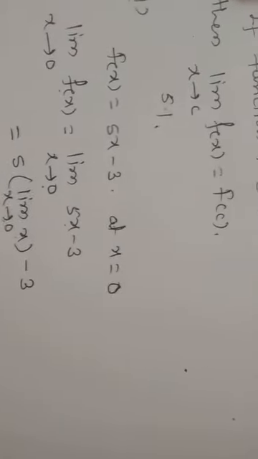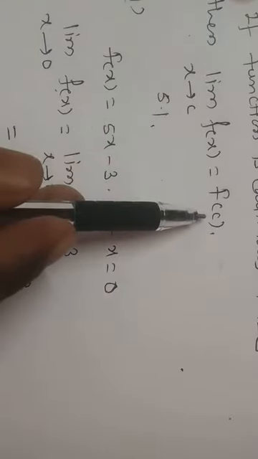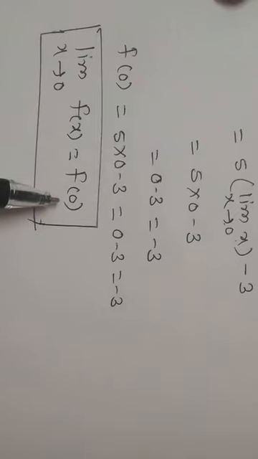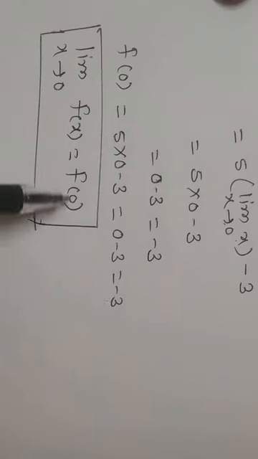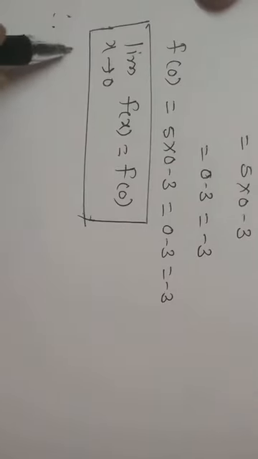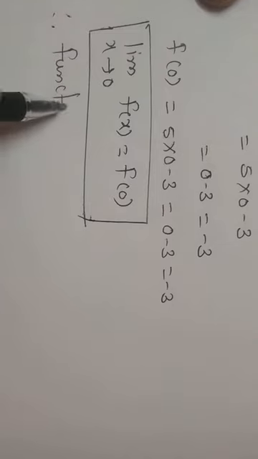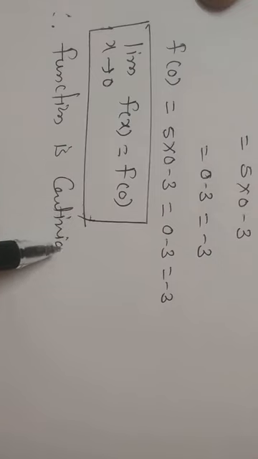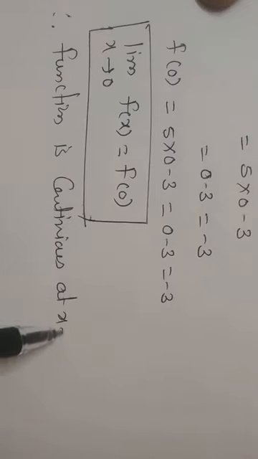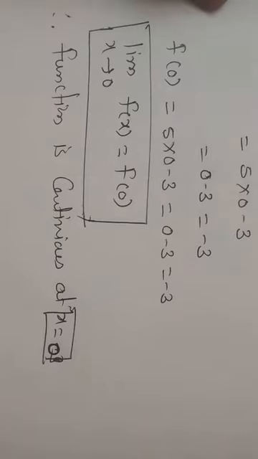The definition says limit x tends to c of f of x equals f of c. It is the same here: limit x tends to 0 of f of x equals f of 0, because both times the value becomes minus 3. Hence the function is continuous at x equals 0. The same you can do for x equals minus 3 and x equals 5.